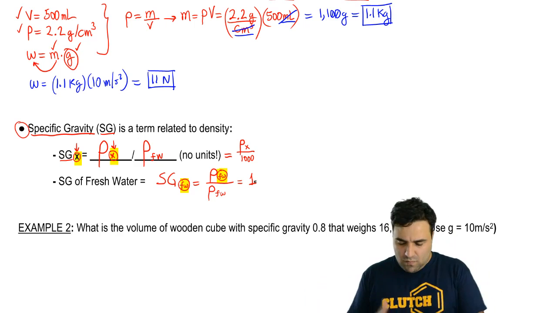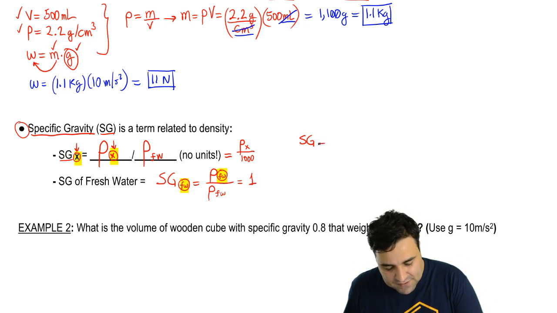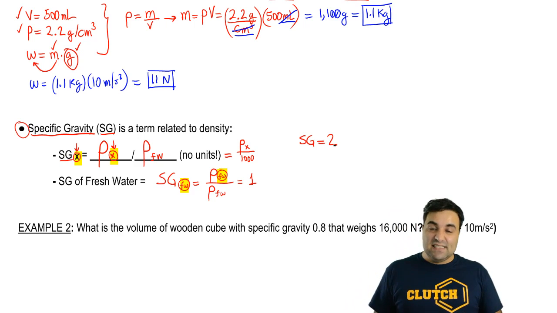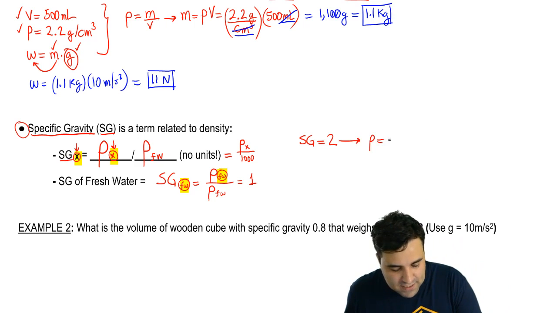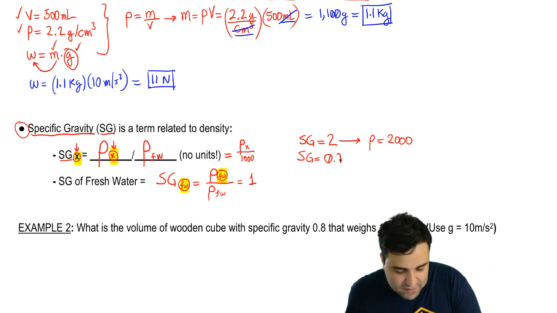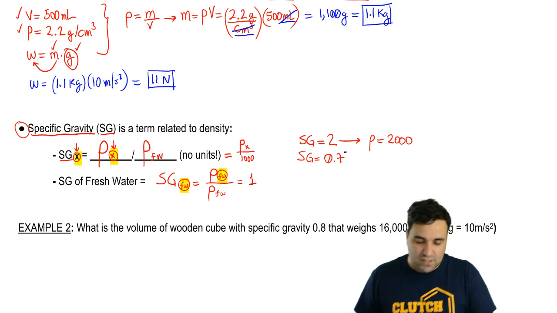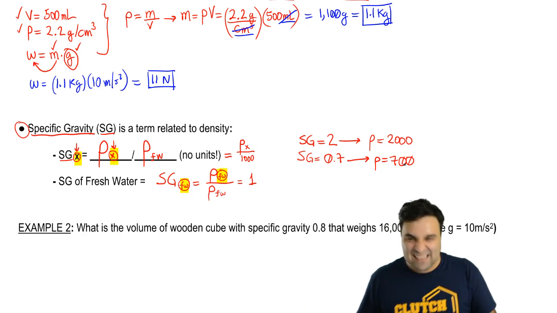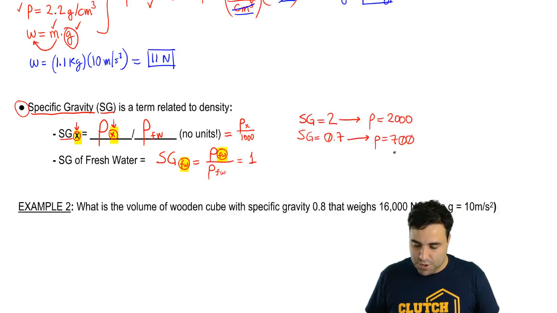Okay, so what the heck is this used for? Well, if you know that the specific gravity of something is 2, that means it is twice as dense as fresh water, and you would immediately know that the density is 2,000. If the specific gravity of something is 0.7, it means that it's 70% of water, which is 1,000. So this would mean that the density is 700. Okay, it's a little silly. They could have just left it at density, but there's this other term you should know.